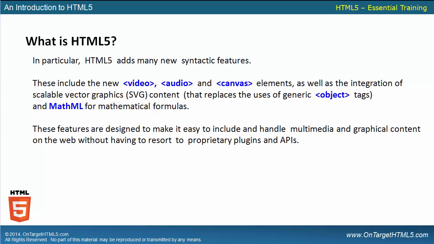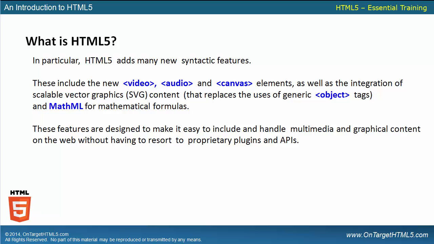In particular, HTML5 adds many new syntactic features that were not currently available in HTML4 into the tag language. These include new video, audio, and canvas elements, as well as the integration of scalable vector graphics content that replaces the use of generic object tags, and the MathML for mathematical formulas. None of that was available in previous versions of HTML. It's now become available in HTML5.